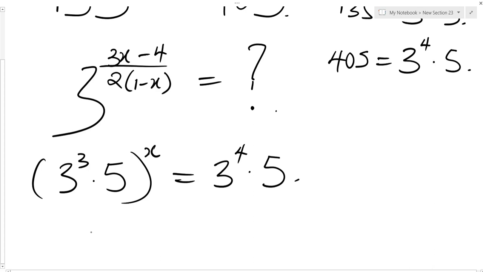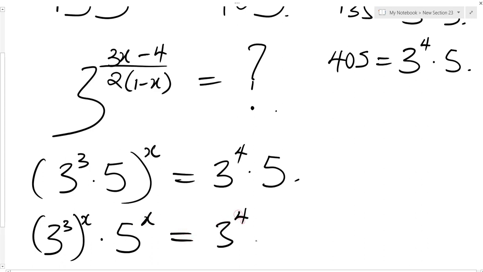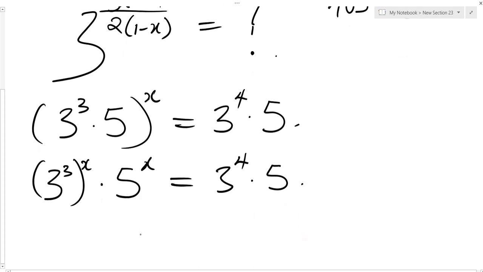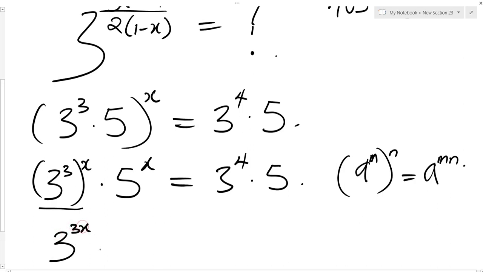Now, this exponential equation is also written as 3 to the power of 3, all to the power of x, times 5 to the power of x, is equal to 3 to the power of 4 times 5. Now, using the power rule where you have a to the power of m, all to the power of n, is equal to a to the power of m times n. So using this expression, we can see this term is the same thing as 3 to the power of 3x times 5 to the power of x is equal to 3 to the power of 4 times 5, which is the same thing as 5 to the power of 1.